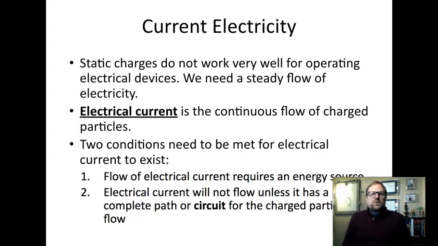The second condition that needs to be met for electrical current to exist is that the electrical current will not flow unless it has a complete circuit or path for charged particles to flow. So in other words, if there's not a complete circuit, and I think you guys have heard of circuits before, then nothing's going to happen. If you have a circuit but it's got a break in it, nothing is going to flow along because there's no connection to flow through that. Okay, so we need to have an energy source and we need to have a complete circuit for current electricity to work.